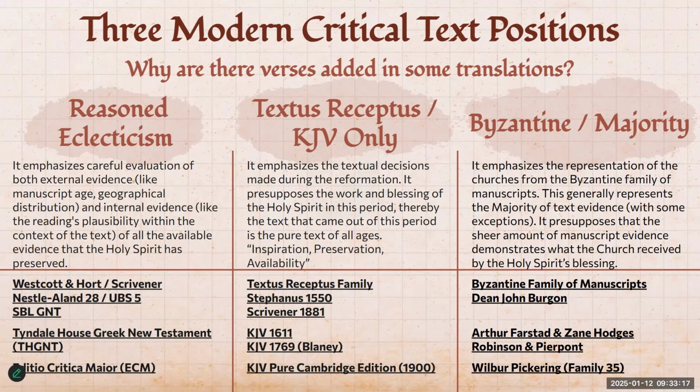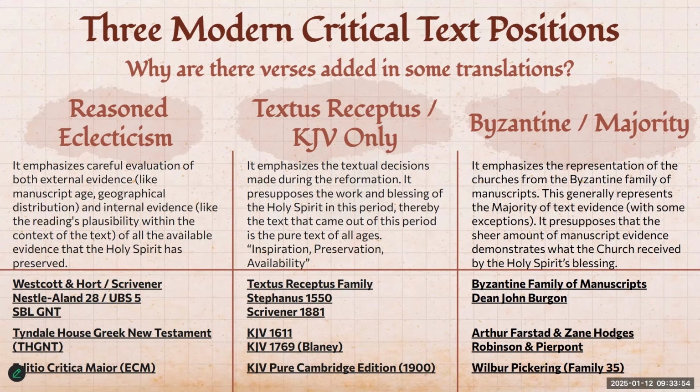And the other thing I didn't talk about last week, I forgot to include Wilbur Pickering in the Byzantine. He, interestingly enough, you see family 35 next to him. He doesn't just use all the Byzantine manuscripts. He uses one particular subset of Byzantine manuscripts and says that is where the apostles' inspired word is, in family 35 of the Byzantine readings. So he's in a smaller subset of the larger group of Byzantine readings. We're not going to get into all that, but that's there for your information.